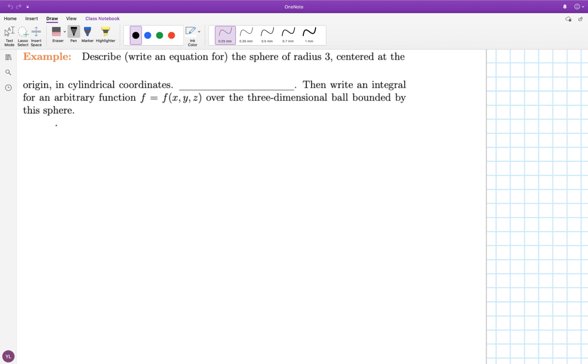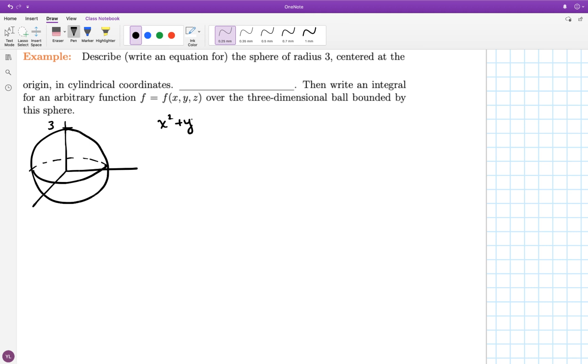Let's practice with cylindrical coordinates a bit. We would like to try and express a sphere of radius 3 using cylindrical coordinates. So first let's start with Cartesian coordinates. We know that a sphere with radius 3 centered at the origin is expressed by the following Cartesian equation.